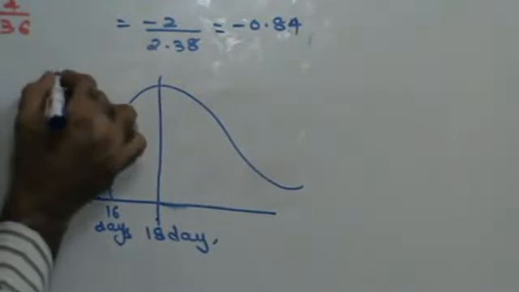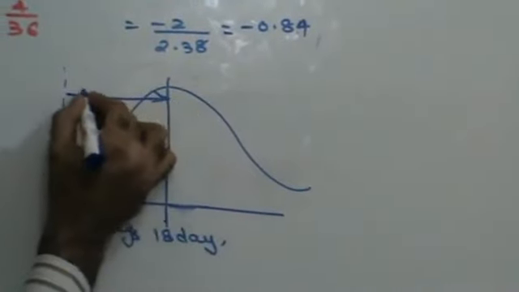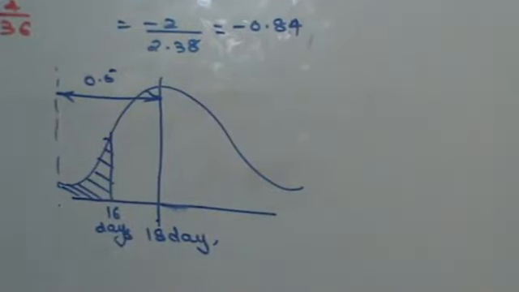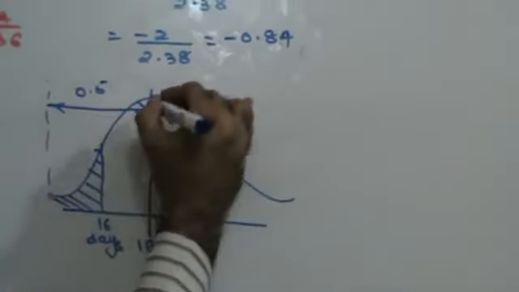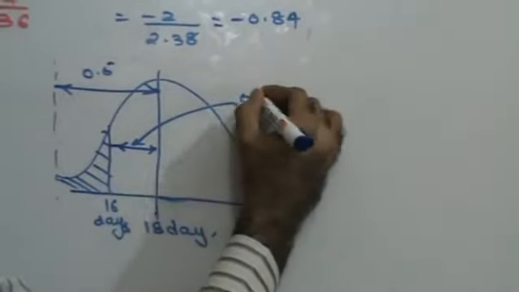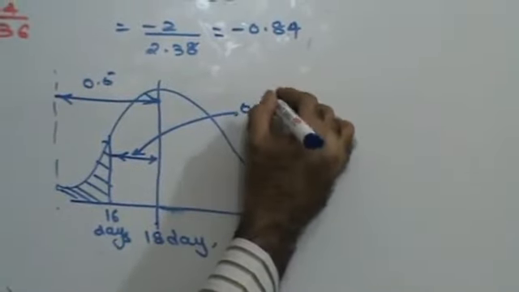Now we know that, guys, we know that the area from 0 to 18 days is 0.5. Right? Do we get this in clear? Now for 0.84, someone please check and tell me how much is for 0.84. It's 0.2996. This area is 0.2996.